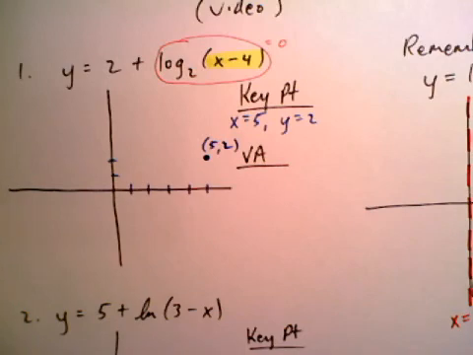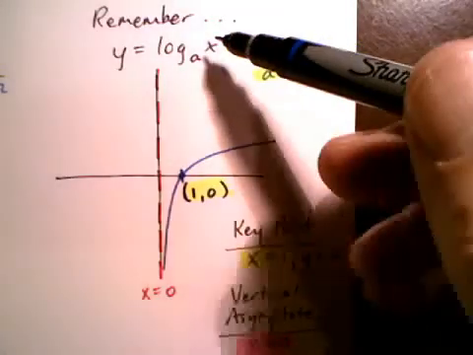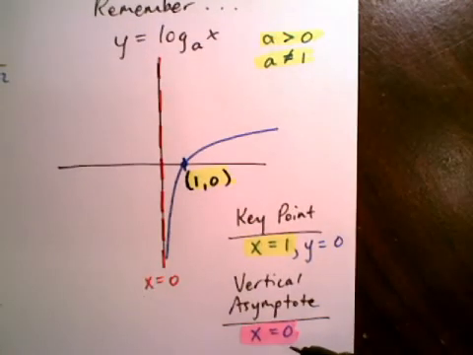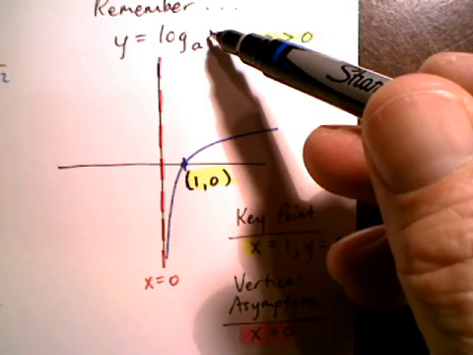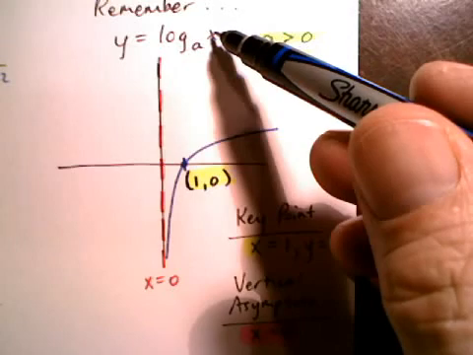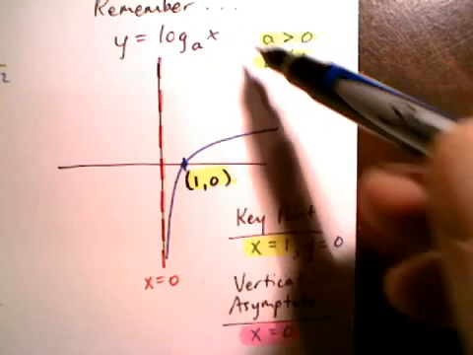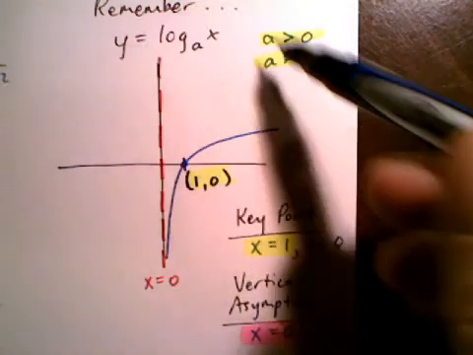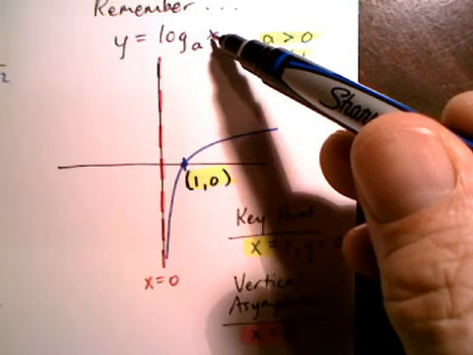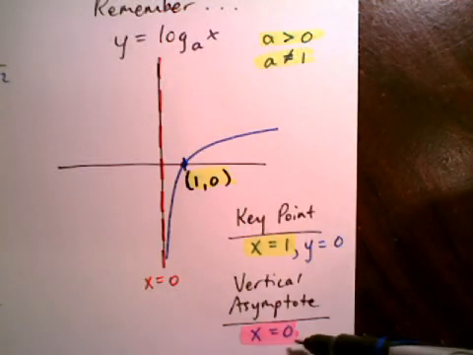Alright, let's talk about the vertical asymptote. Vertical asymptote is always whatever x makes the argument equal to 0. Okay, so we can see in this case, if the argument is just x, well then the vertical asymptote is x equals 0, because you can't take the log of 0, and that's actually the dividing point. As soon as the argument gets a little bit bigger than 0, then we have an input, and we can get an output. But whenever the argument is equal to 0, then we get a vertical asymptote.